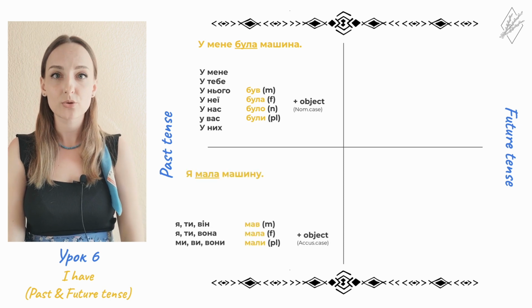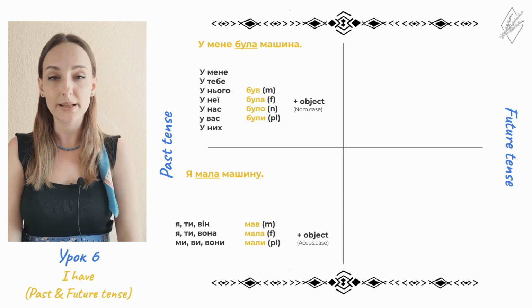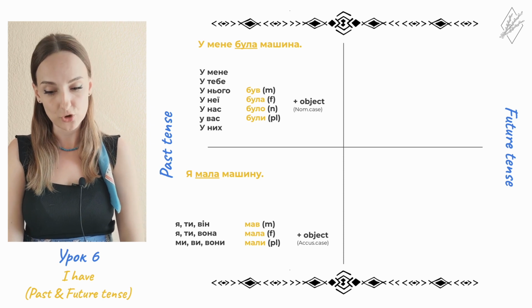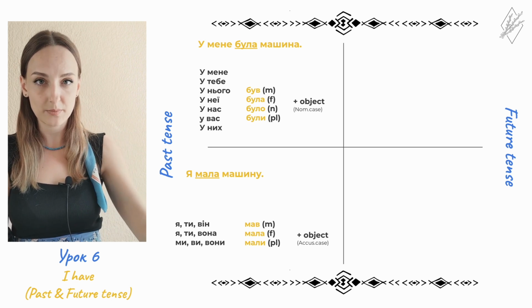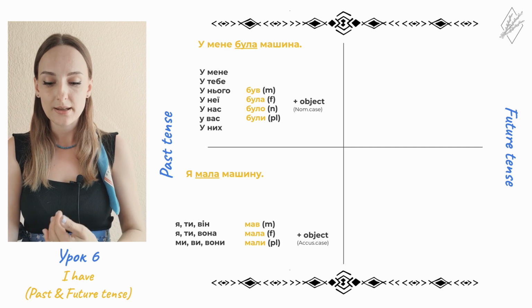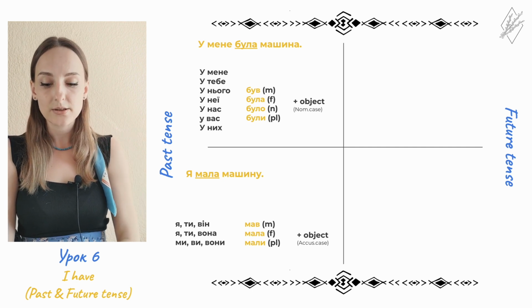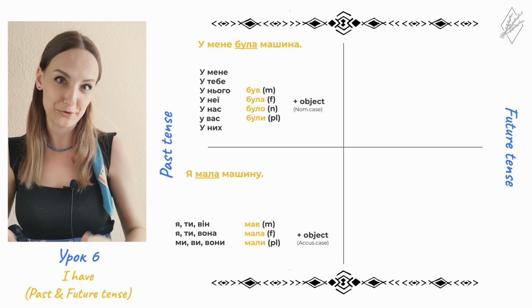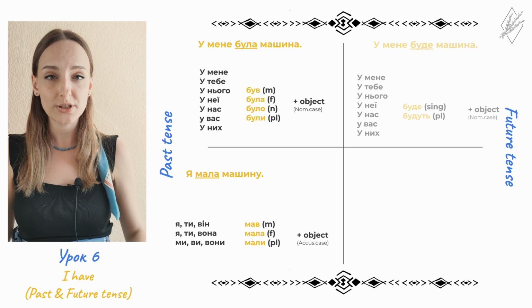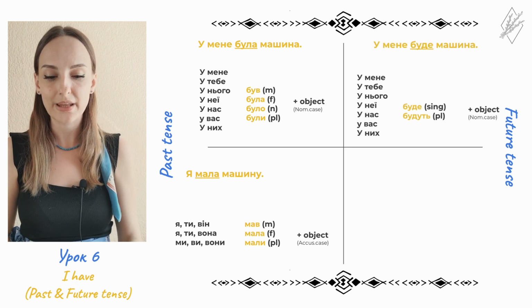Another way is to conjugate in the past tense the verb мати. But then its form will depend on the subject. Masculine мав, я мав, ти мав, він мав, if it's a man. Я, ти, вона мала, if it's a woman. And plural form ми, ви, вони мали, if it's plural form. So these forms are almost equal. You can use both of them for sure.